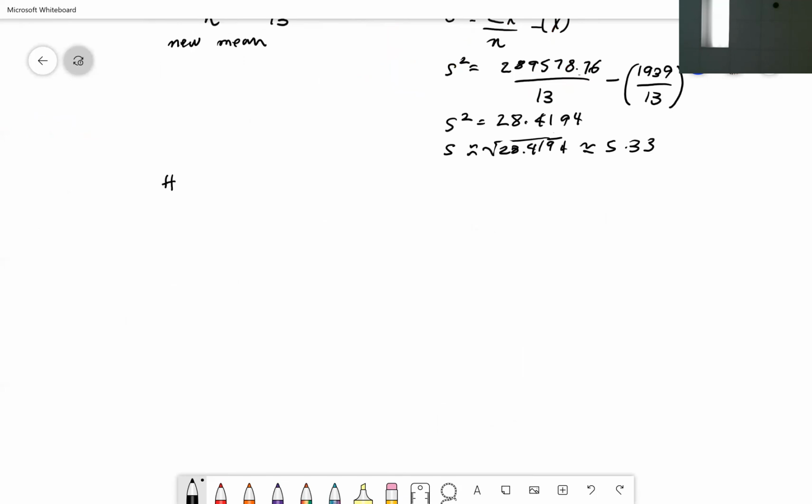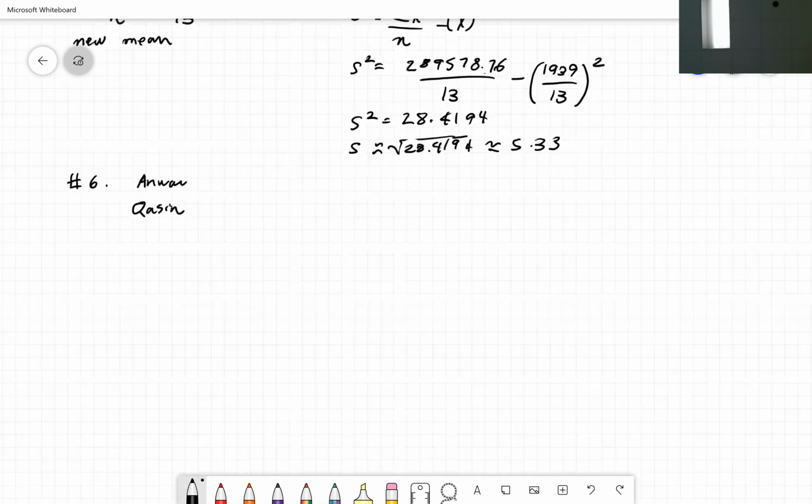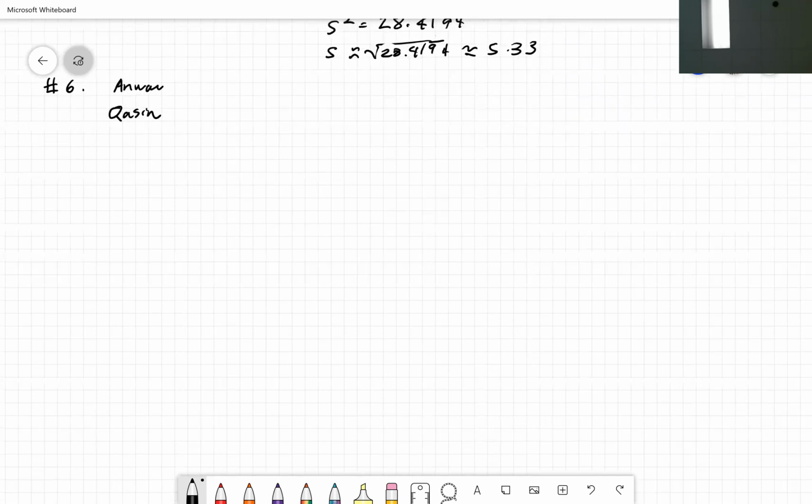And then I want to go ahead and extend this to the next few. So we have here the runs made by two batsmen, Anwar and Kazim, in 12 innings during 1999 cricket season are shown in the following table. So we have Anwar and we have Kazim. I'm assuming that's how you say it. Two people. And we have some numbers here.